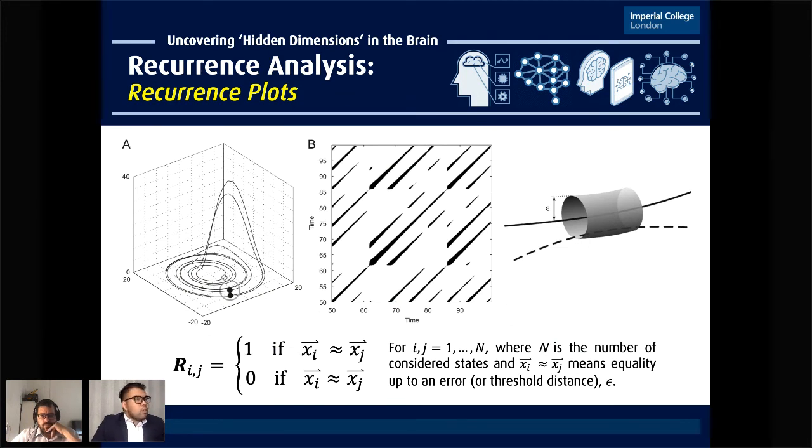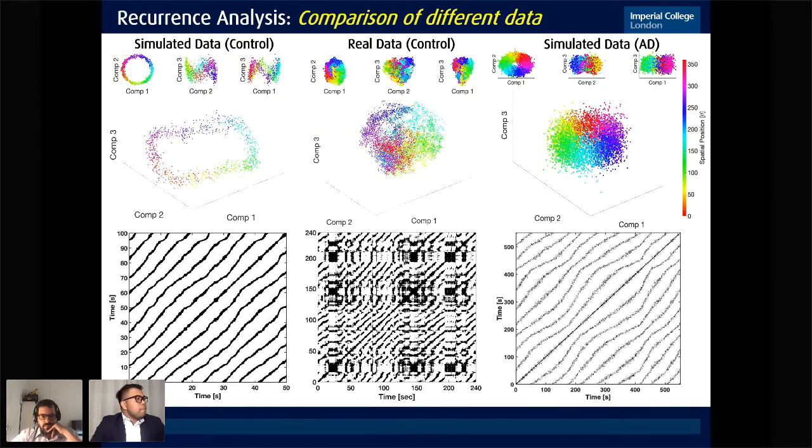So here is the comparison of the different data using recurrence analysis. For the simulated data for the control model, we can see diagonal lines, which suggests that states are repeating over time, or recurring over time.